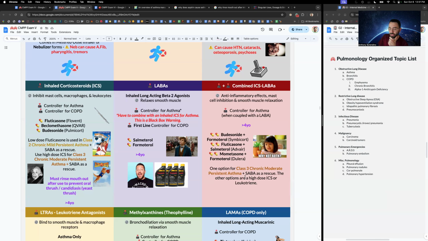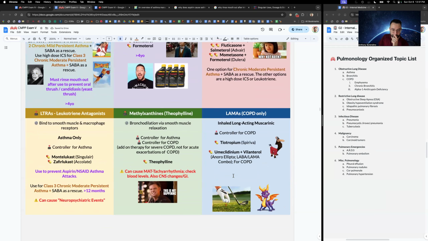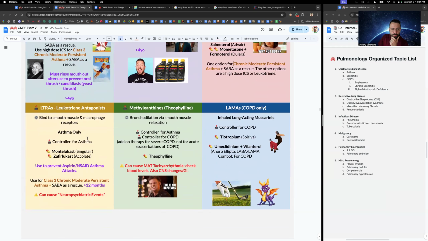What's one option for this class three, chronic? I kind of made up these classes, but for the chronic, moderate, persistent asthma. We don't talk about these too much, but we just mentioned the leukotriene antagonist. This is going to be your montelukast, Singulair. I've never heard of zafirlukast ever. Theophylline is the big one.